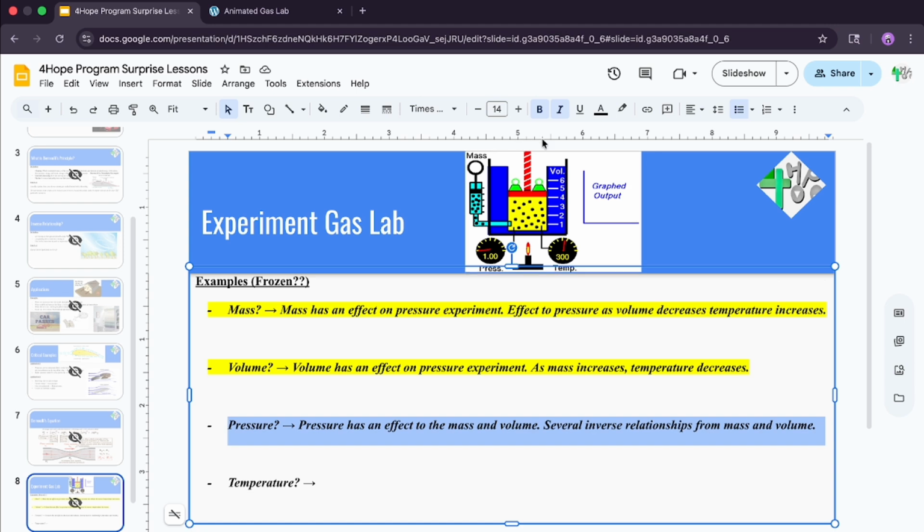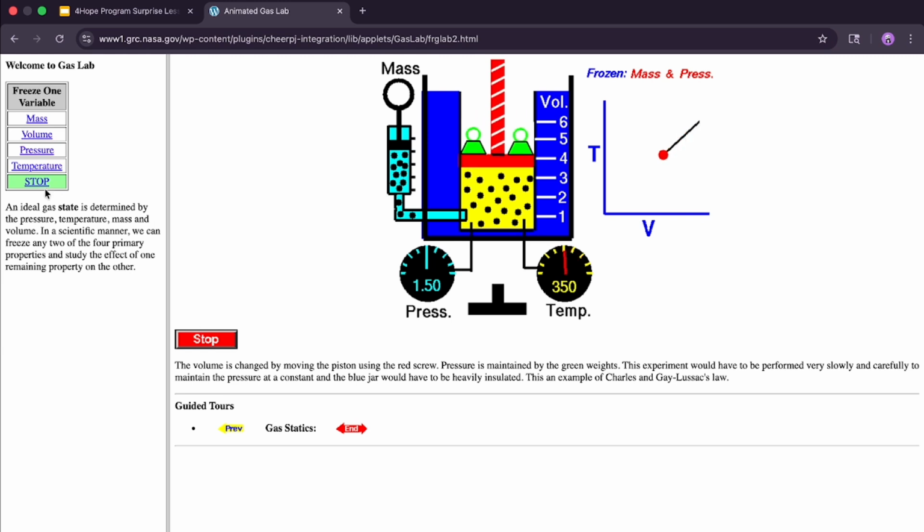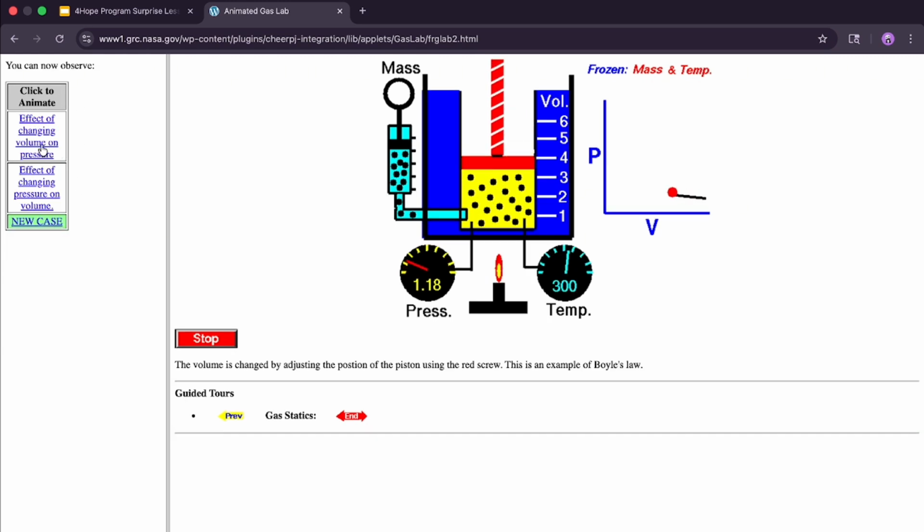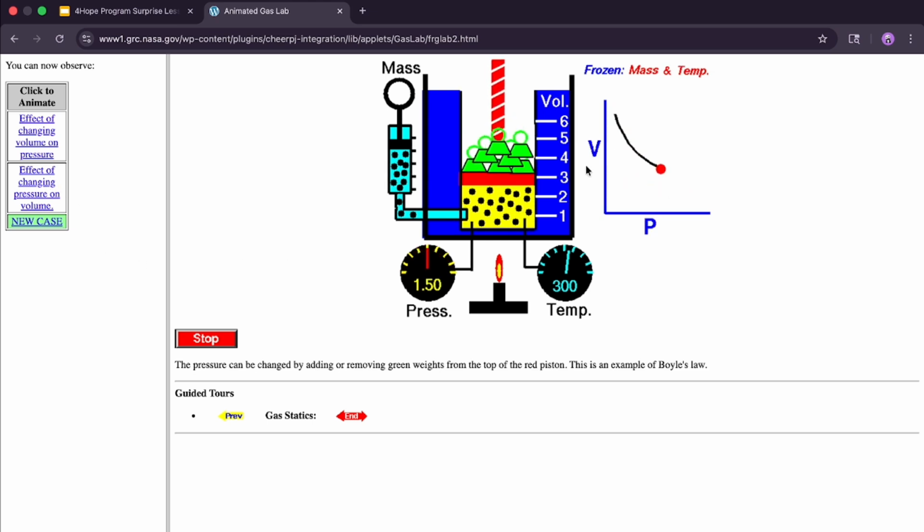Now, what if the temperature is frozen? Let's see that really quick. If the temperature is frozen, what can we say? Let's see what the mass is. Ooh, the mass is special here. We can see that it's now like a curve. It's not a line anymore. And we can see that this is also decreasing. So as pressure increases, the volume will decrease.